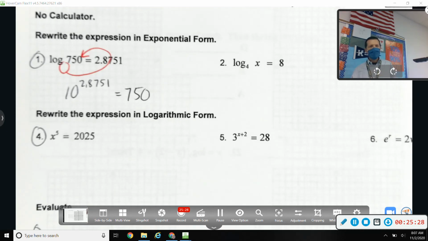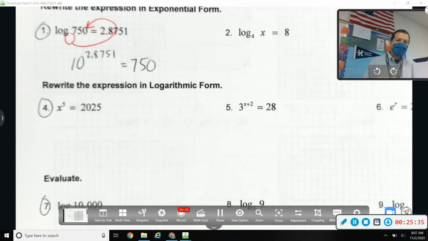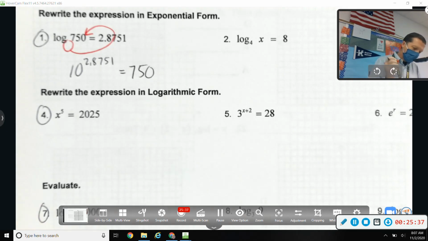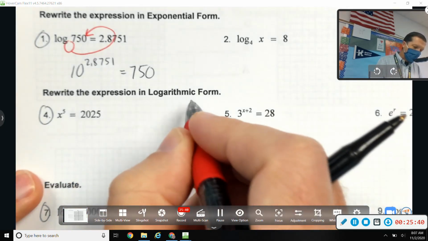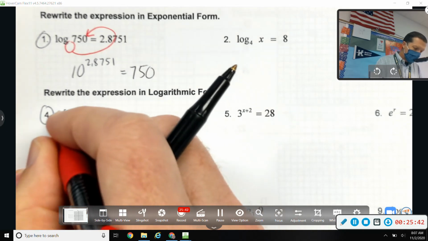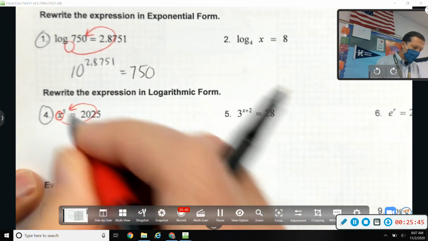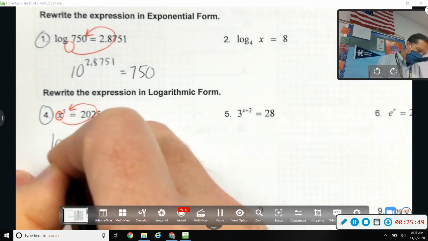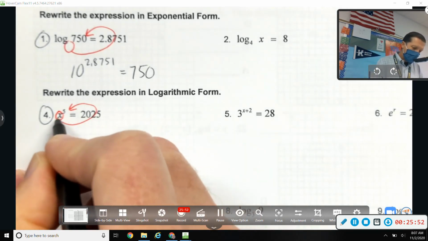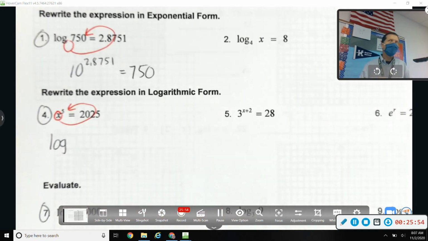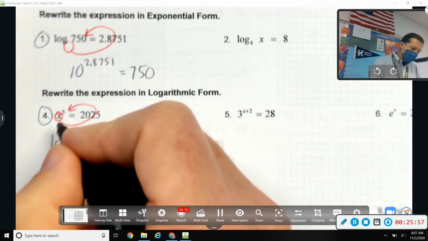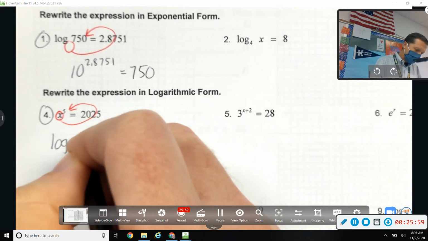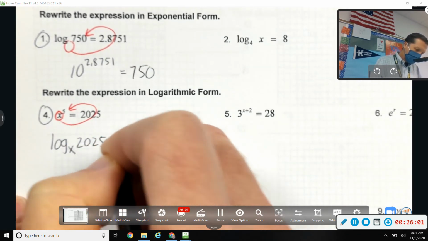I don't know if that's right or wrong. I don't understand what's going on. All I want you to do is fishhook. Number 4 through 6, same thing. Rewrite the expression in log form. So you don't have to solve anything. You just got to fishhook. So log base, and then again write the numbers or the variables in the order that you fishhooked them. So log base x of 2025 equals 5.